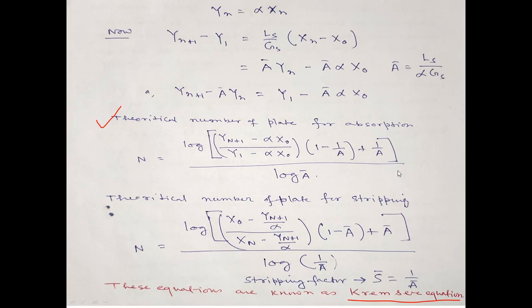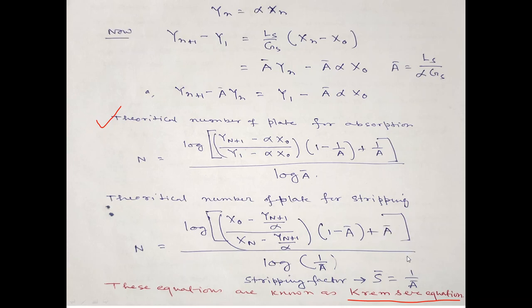For absorption, this is the equation, and for stripping, this is the equation, where (x_0 - y_{N+1}/alpha) divided by (x_N - y_{N+1}/alpha), times (1 - A bar) + A bar, divided by log of 1/A bar. And 1/A is equal to the stripping factor. A is the absorption factor, Ls Gs by alpha; the stripping factor is different, alpha by Ls Gs. So 1/A is the stripping factor. Sometimes it is called S bar, and it will be 1/S bar, which is 1/A.